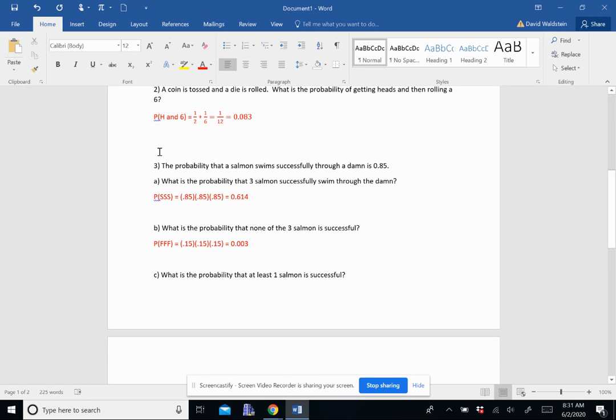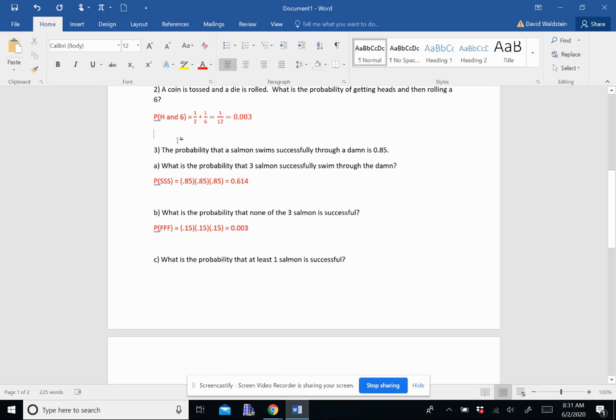All right, pretty interesting. That's called a complement. Basically, the complement of success is failure, because when you add them together, it gets you 1. What's the probability that at least one of the salmon is successful? Now, we can do this a couple ways. The harder way would be to find the probability of 1 salmon being successful, and then the probability of 2 salmon being successful, and then the probability of 3 salmon being successful, which we already found. But if we already know none, at least 1 is everything but none.